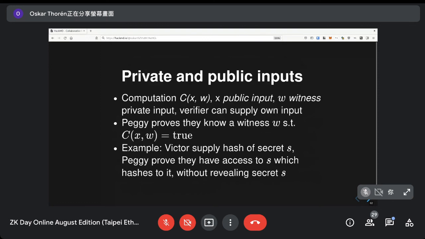Also, there's the concept of private and public inputs. So you have some computation, C of x and w, where x is the public input and w is the witness, so that's a private input. And this allows the verifier to supply their own input. So Peggy proves that they know a witness w such that the computation is true. For example, which we saw in the previous presentation, Victor supplies some hash of some secret S, and then Peggy can prove that they have access to S, which hashes to it, without actually revealing the secret S.